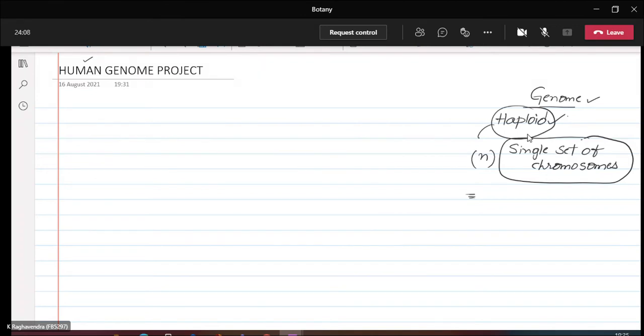Please tell me the number of base pairs, Geetika. Ajitesh, Amrita, Ananya, Sarvesh, Nandini, help me please. 3.3 into 10 to the power of 9 base pairs. These are present in how many genomes? N, sir. One genome. Then for 2n it is equal to 6.6.